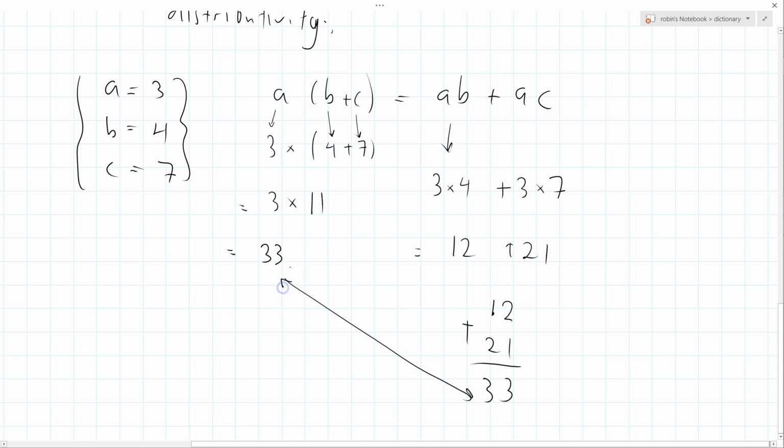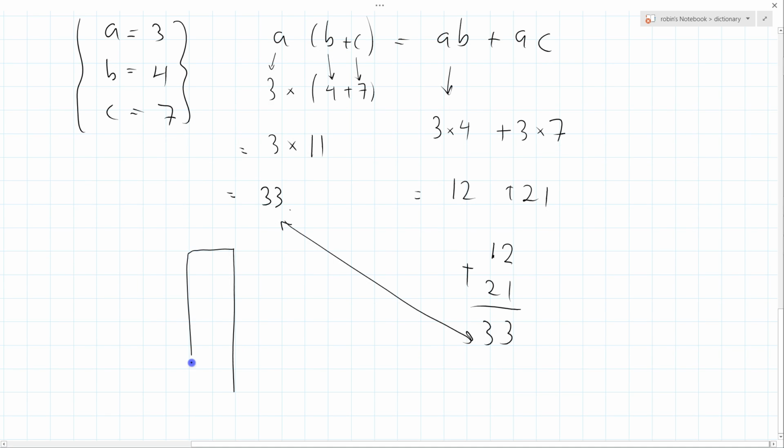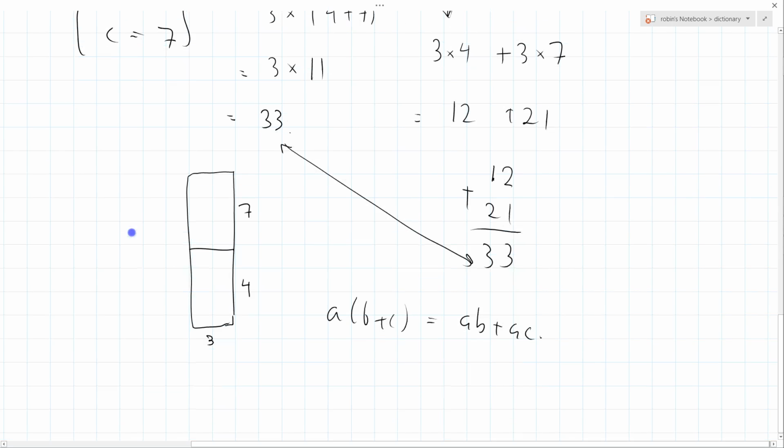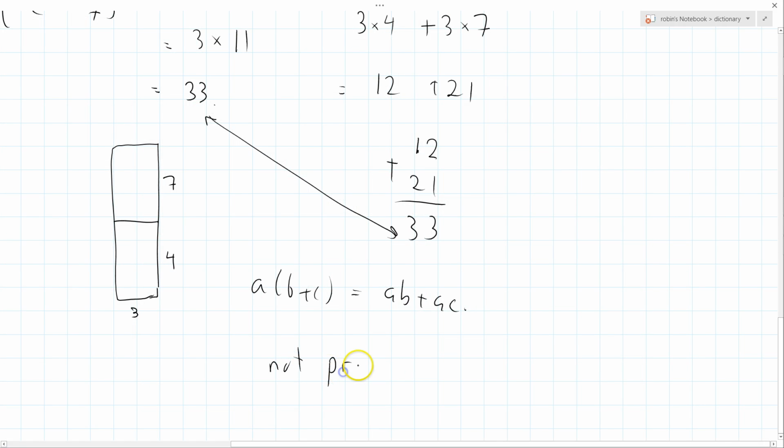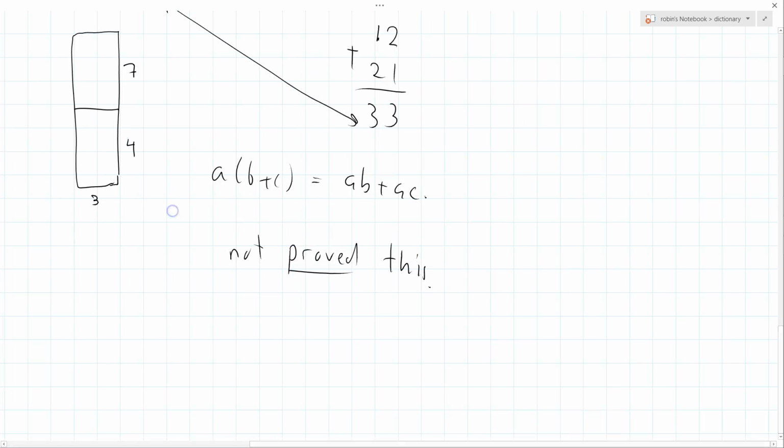They're equal. And I guess you could draw a sort of long, skinny rectangle like that, where that distance is 4, and that's 7. So it's not very accurately to scale, but I guess you could draw it like that. So that's basically confirming that A(B + C) equals AB plus AC, and I've given you a numerical example. Notice I've not proved it. All I've done is give you an example to make you believe it works.